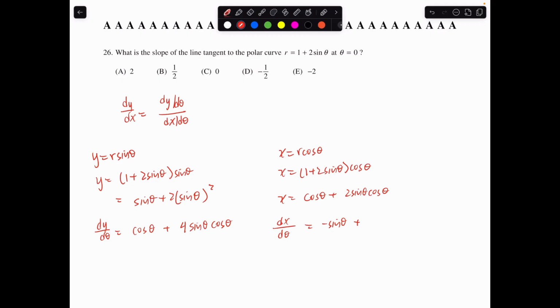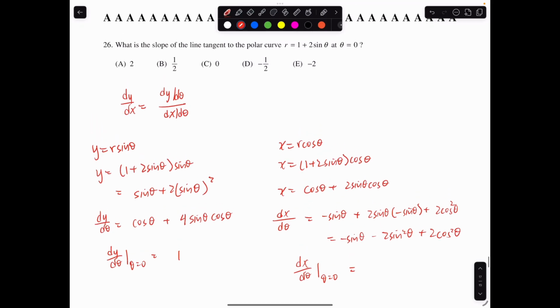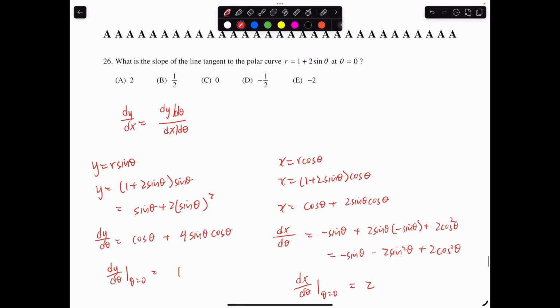Okay, so keep the first, times the derivative of the second, which is negative sine theta, plus the derivative of the first, and I keep the second. So I have negative sine theta plus minus 2 sine squared theta, and then plus 2 cosine squared theta. All right, let me evaluate each at 0. So dy d theta at theta equals 0 is cosine 0, that's just 1. And dx d theta at theta equals 0 is 0, and then 0, and then 2. So 1 over 2 is 1/2.